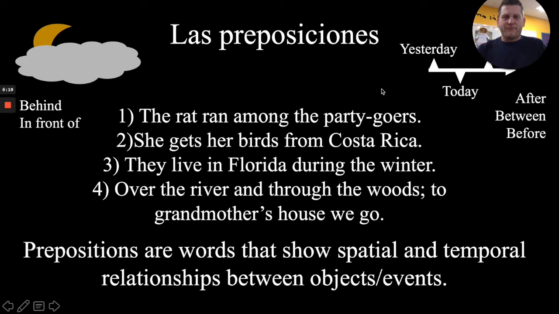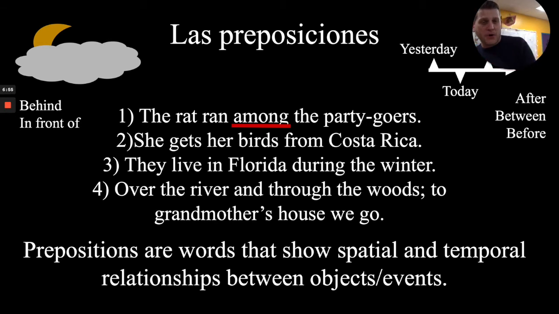Number one, think about spatial relationships between two or more objects. The rat ran among the partygoers. Well, I'm seeing the two objects here as the rat and the partygoers. Now, think about the spatial orientation of this rat in relation to the partygoers. What word would you say is a preposition? I hope you're thinking among. The rat is among. That's its spatial orientation. The partygoers are on either side or all sides of this rat, and he is just there in the center.